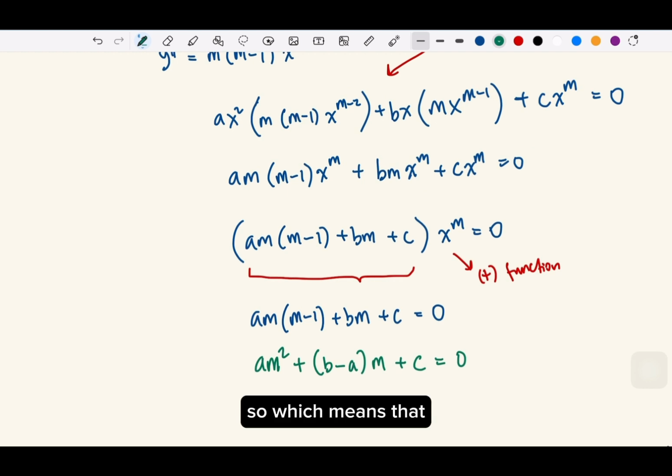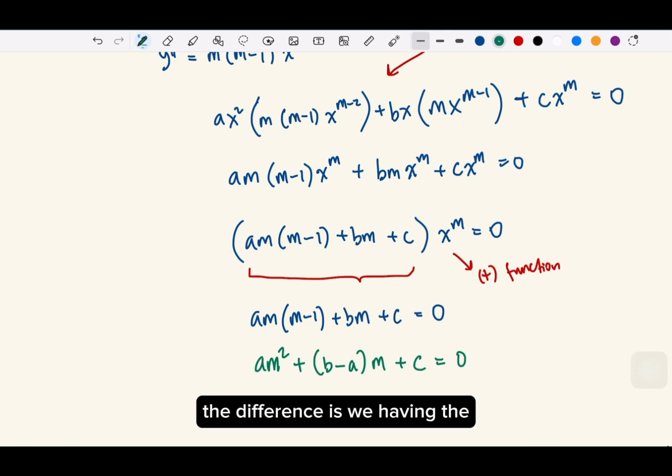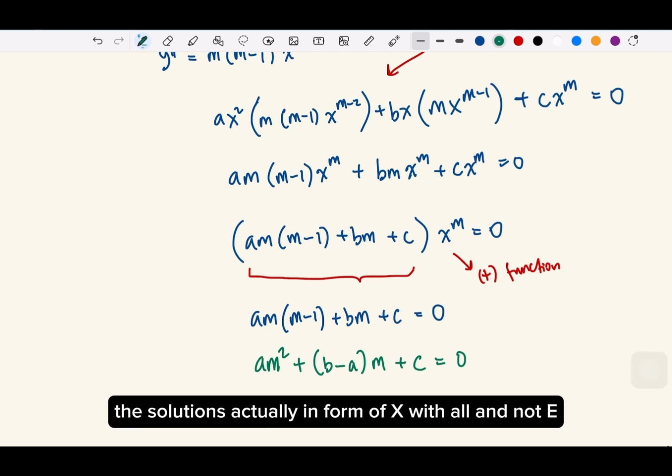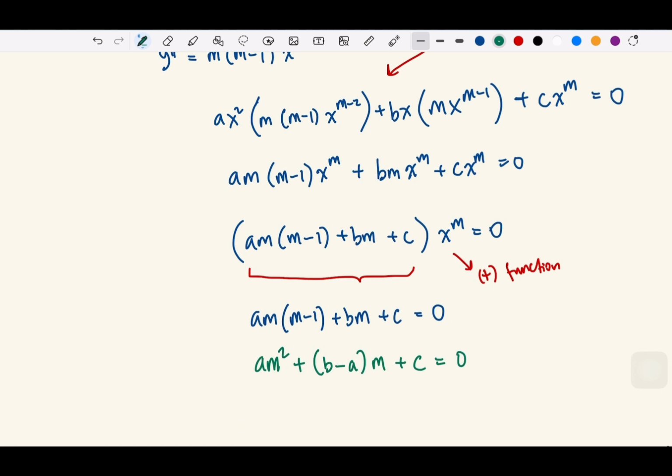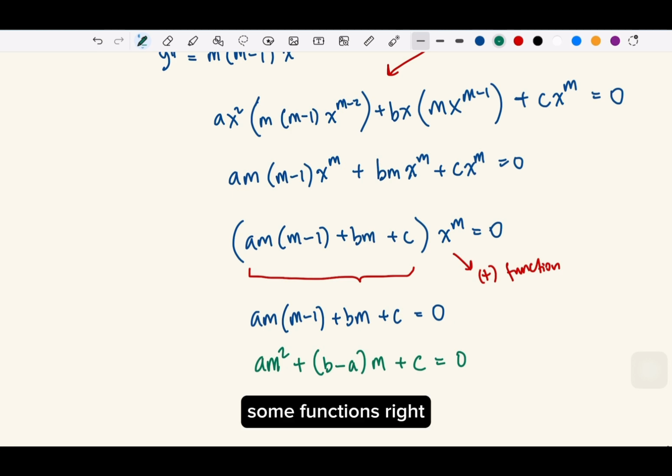So which means that from the equation we are going to solve another quadratic equation. So it's pretty similar to what we have before. The difference is that the solution is in the form of x with power of n, not e. Previously we have e with power of some function, right? Now we have y equal x with power of n.